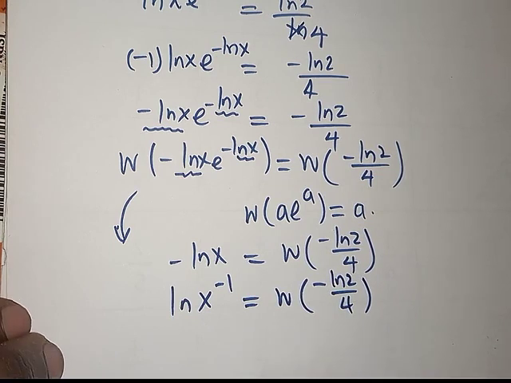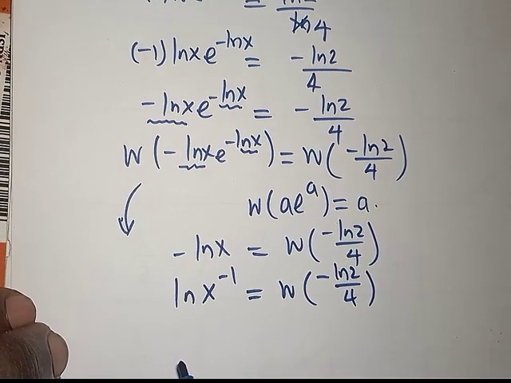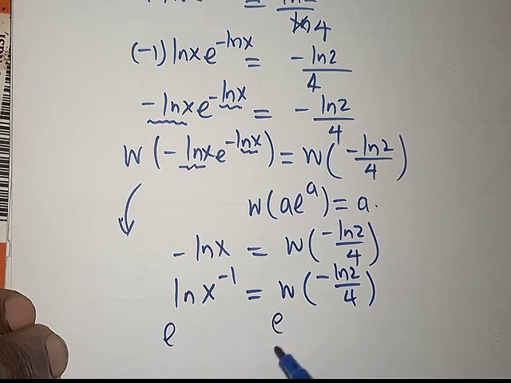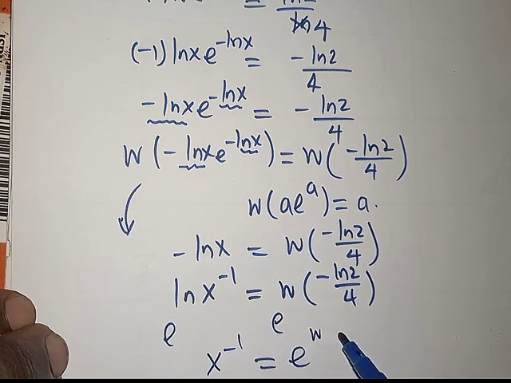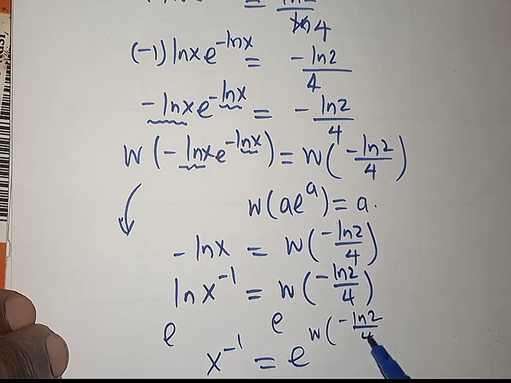Are you following? So now the next thing we are going to do is get rid of this ln here. Therefore, I'm going to take the exponent of both sides of the equation. If I put e here, I put e here. So the e cancels out the ln, and this one will come down. We have x to the power minus 1 equals e to the power W of minus ln 2 over 4.